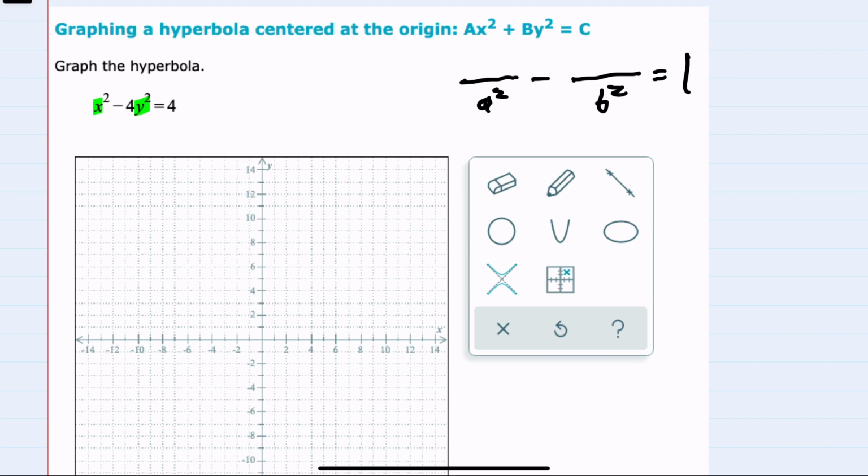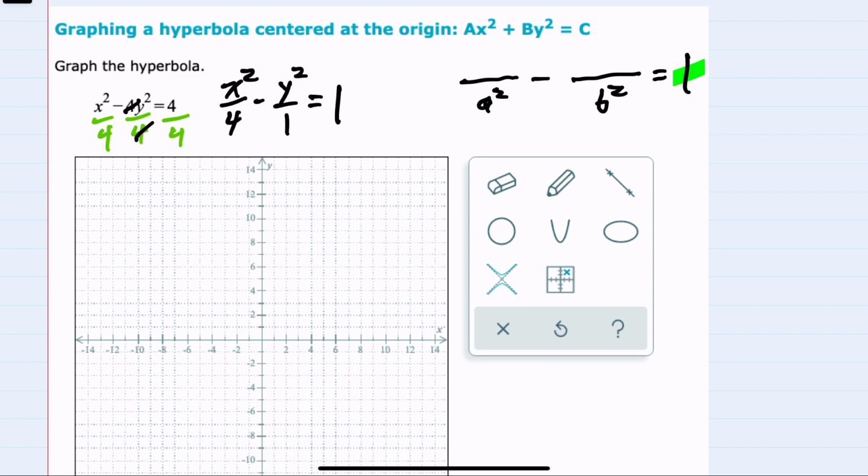And to put this in standard form, the first thing I notice is that this right-hand side needs to be 1, and I can accomplish that by dividing each term on both sides by 4. This will give me that 1 on the right-hand side, and on the left-hand side, my first part is x squared over 4 minus, and then these 4's cancel, so I will write this as y squared over 1.